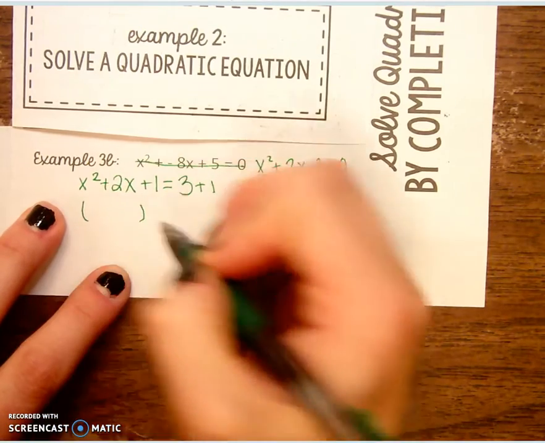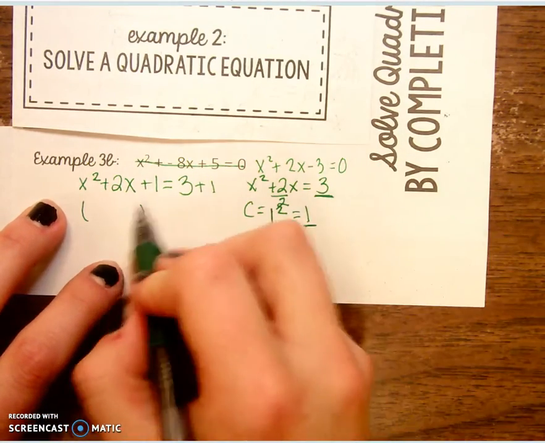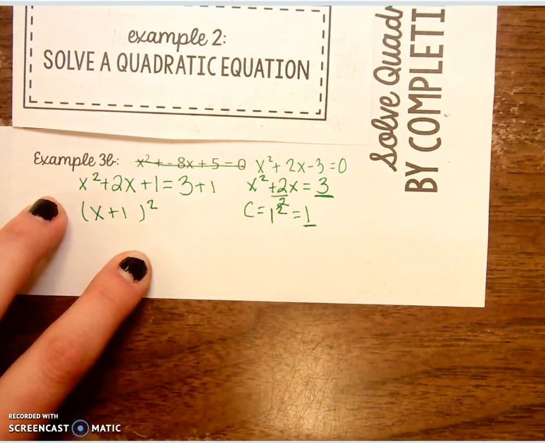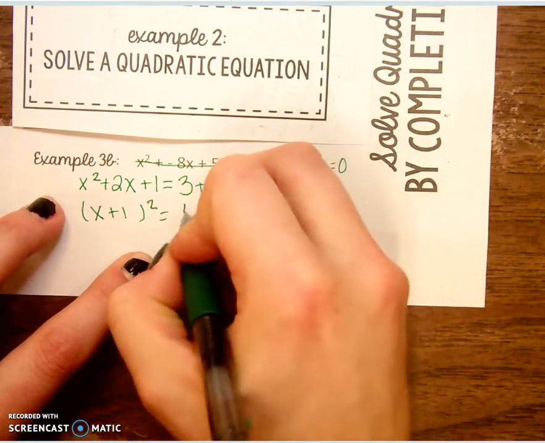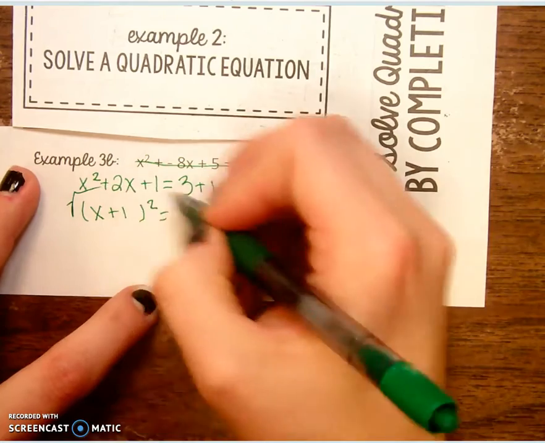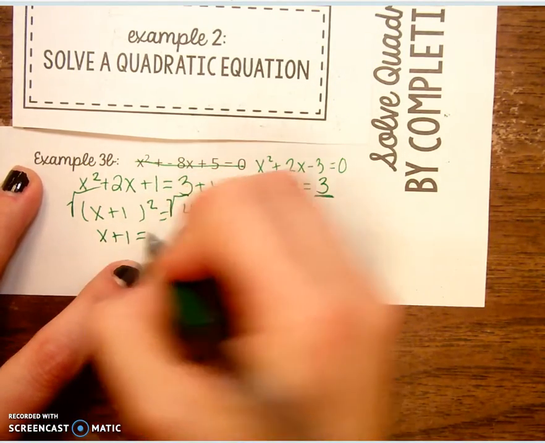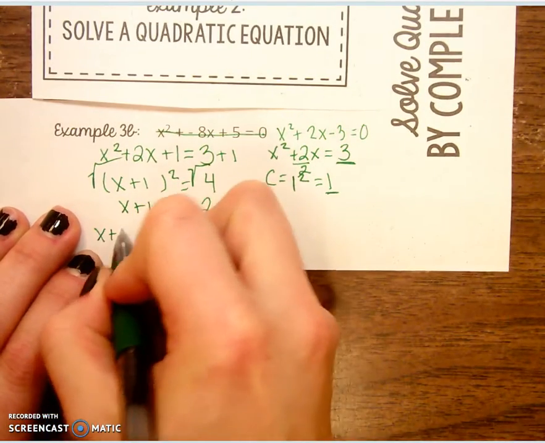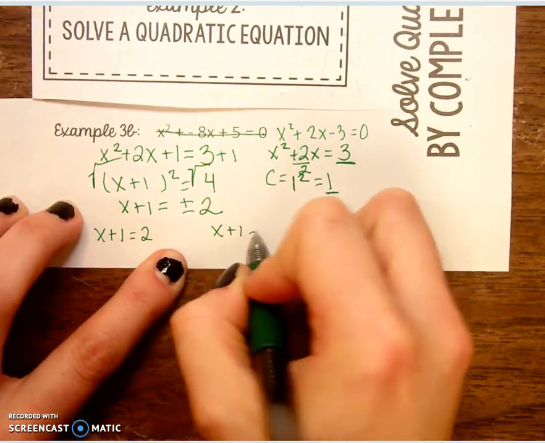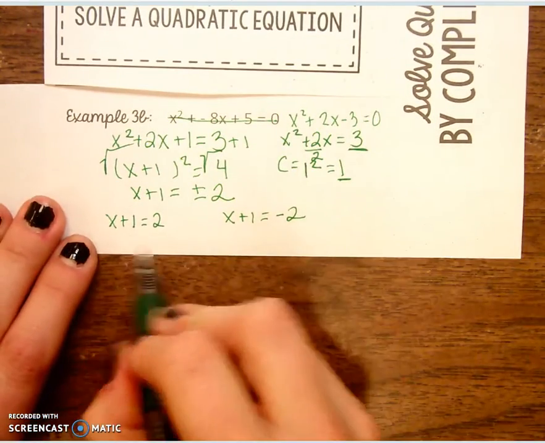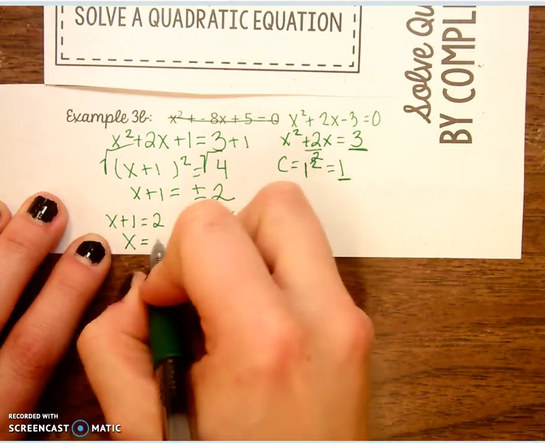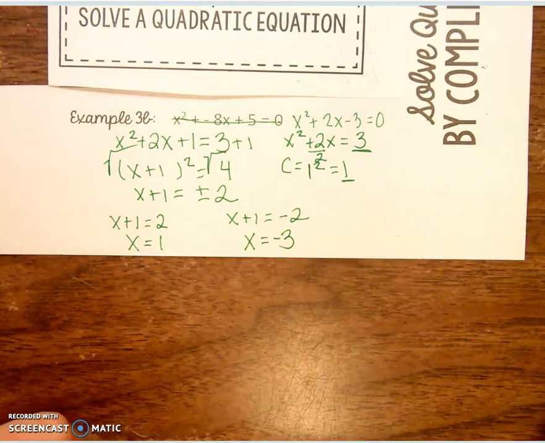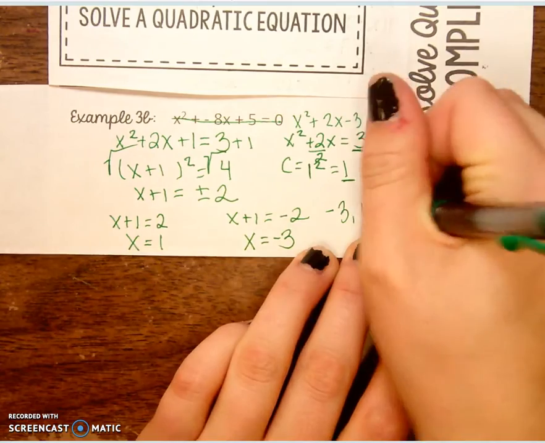My perfect square, my binomial here, what multiplies to 1 but adds to 2? X plus 1 times x plus 1. So x plus 1 squared equals 3 plus 1 is 4. Square root. X plus 1 equals positive or negative 2. Set up two different equations. X plus 1 equals 2 and x plus 1 equals negative 2. Subtract 1, x equals 1, and subtract 1, x equals negative 3. So my solutions are negative 3 and 1.